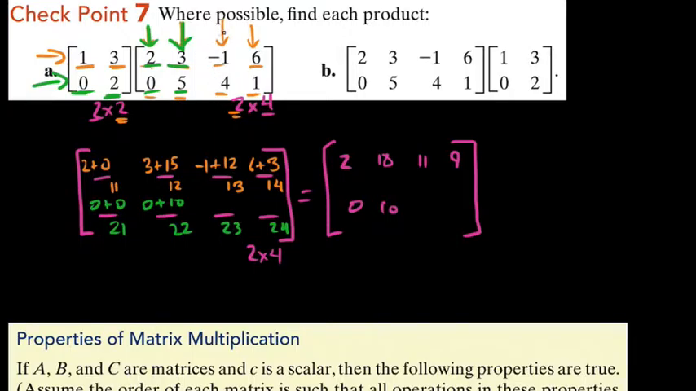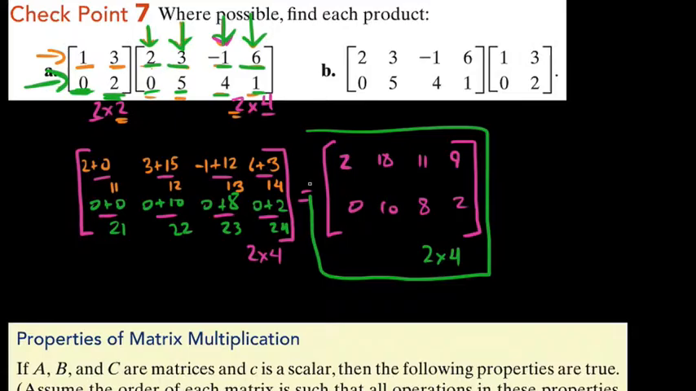Now second row, third column. So we go second row, 0 times -1, 0, plus, now move over, move down, 2 times 4 is 8. So we get 8. And then last but not least, second row, fourth column, 0 times 6 plus 2 times 1. So 0 times 6 is 0 plus 2 times 1 is 2. We would end up with 2. So here's our 2 by 4 product matrix here of the original 2 matrices.